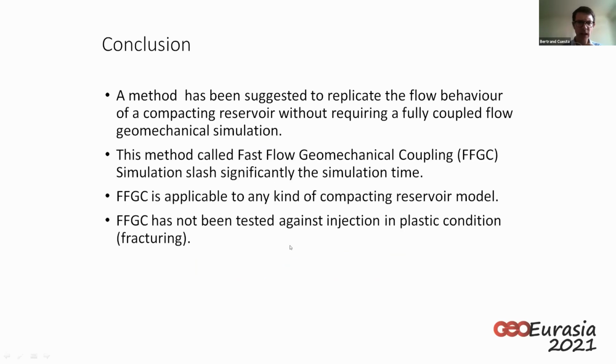So to conclude, I have defined one method which enables us to replicate a fully coupled flow geomechanical simulation without needing to perform it. This method is called fast flow geomechanical simulation, and it reduces the simulation time significantly. It's applicable to any kind of compacting reservoir, and it's really easy to implement. However, it has not been tested for injection in plastic conditions, for instance when there is hydraulic fracturing. That's it. I would be glad to accept any questions.